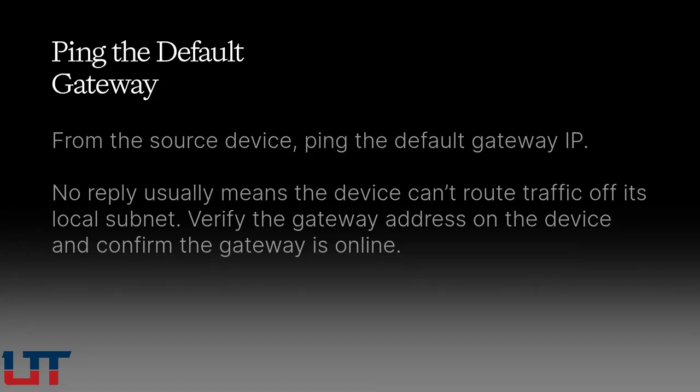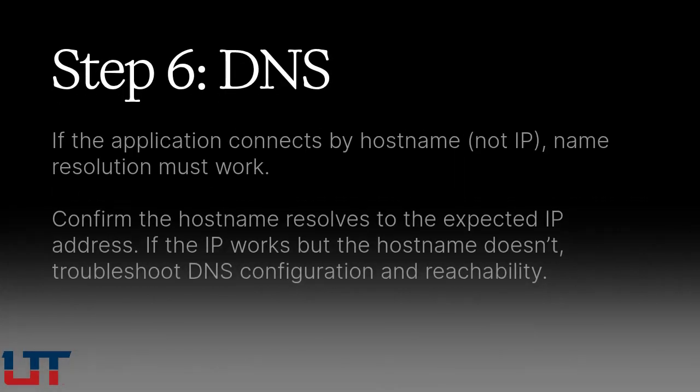Check the gateway configuration on the device and verify the gateway is online. Step 6, DNS. If the application is connecting to a destination by host name rather than IP address, name resolution must work for the connection to succeed. Confirm the host name resolves to the expected IP address. If you can connect using the IP address directly but not the host name, DNS is the problem. Check DNS server configuration and that the DNS server is reachable.